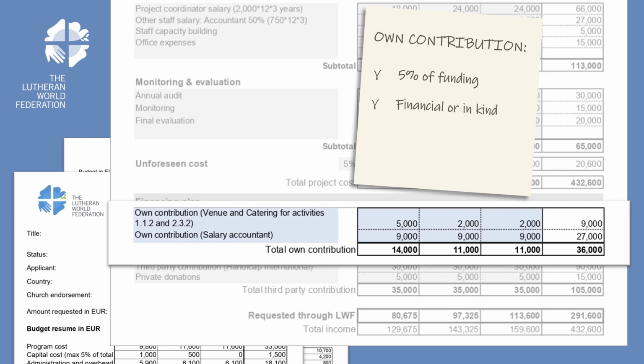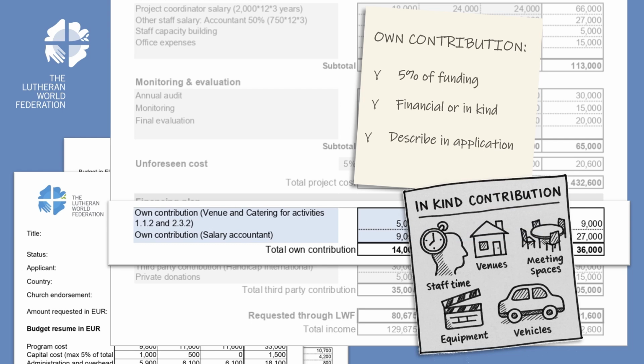Make sure to describe these contributions clearly in the financial plan and budget section of your project application. For example, you can contribute staff time, venues, meeting spaces, equipment, or vehicles. Remember, projects without any own contribution will not be accepted.